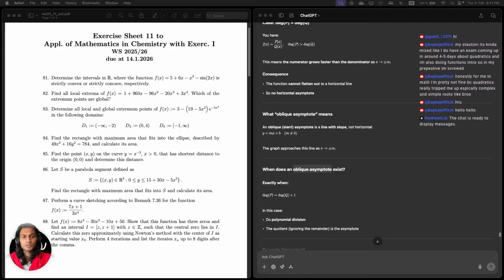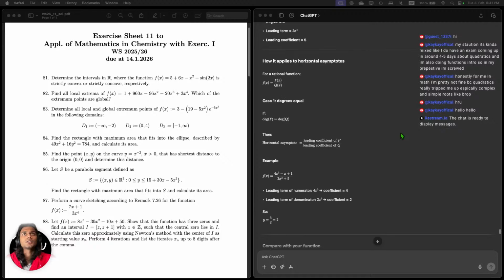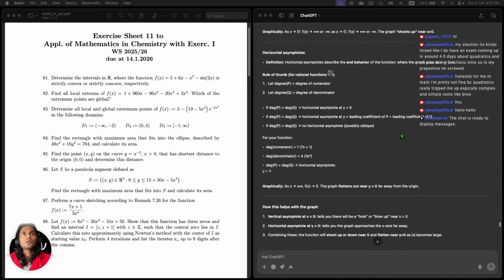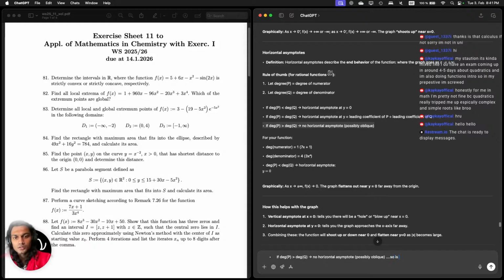So yeah, I was going to ask this. Come on, don't waste time asking stupid questions. Ain't got no time to waste. So, is this situation always going to lead to oblique asymptotes?